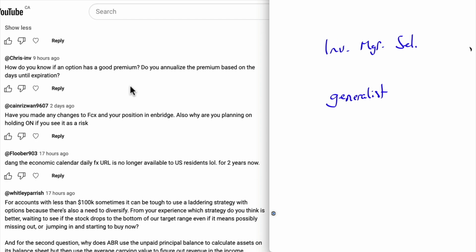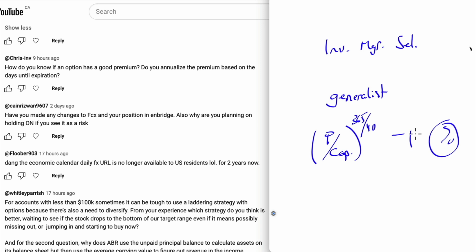How do you know if an option has good premium? You take the premium and divide it by the capital requirement that you need, and then multiply by 365 over, well, how many days to expiration is this? 40 minus 1. It'll give you a percent, right? And good premiums are annualized 55, 60, 65%. Those are nice.